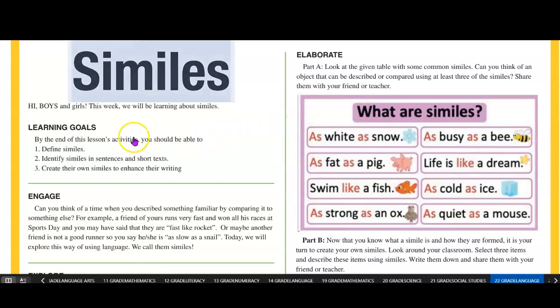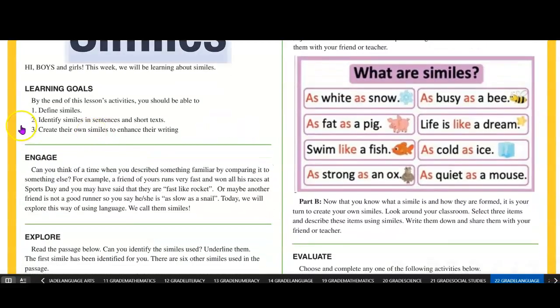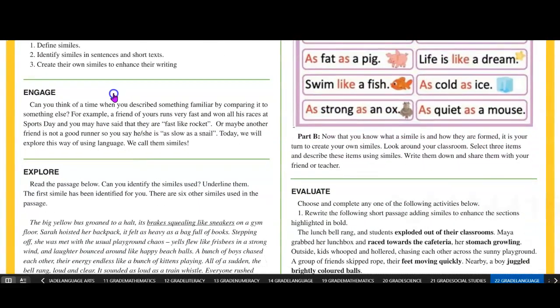Hi, boys and girls. In this episode, we're talking about similes. By the end of this lesson, you should be able to define similes, identify similes in sentences and short texts, and create your own similes to enhance your writing.